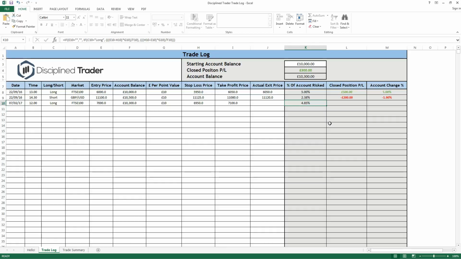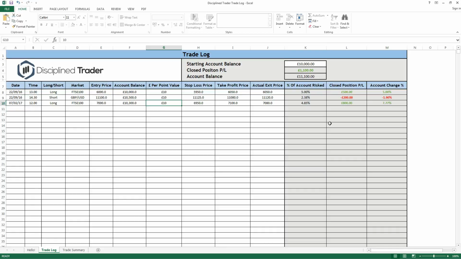That probably falls outside most people's risk management rules, but it's an easy way to see if it does or it doesn't before you take the trade. Then if you finish, let's say we did take this trade and it was a profitable one, we got out at 7,080. So that was an £800 profit and an account change of 7.77%, which would be a phenomenal trade. But this is just for demonstration purposes, really.